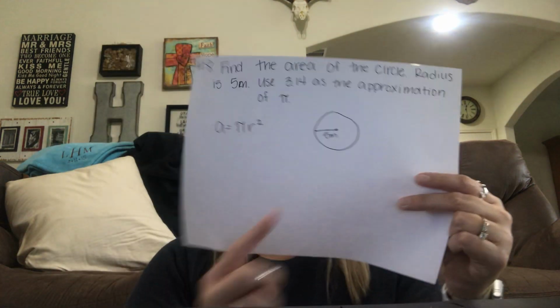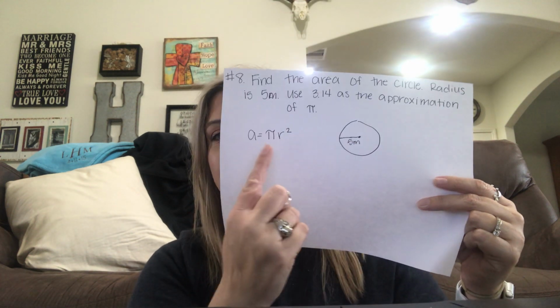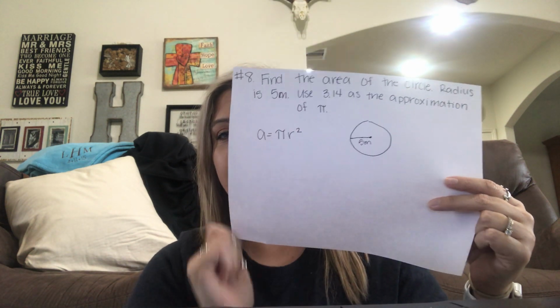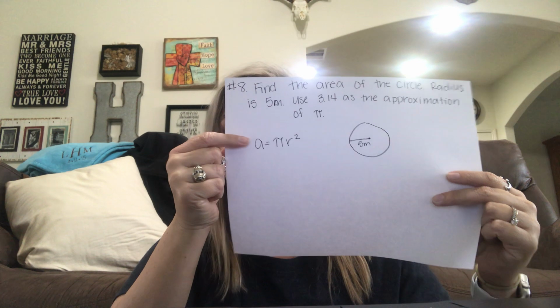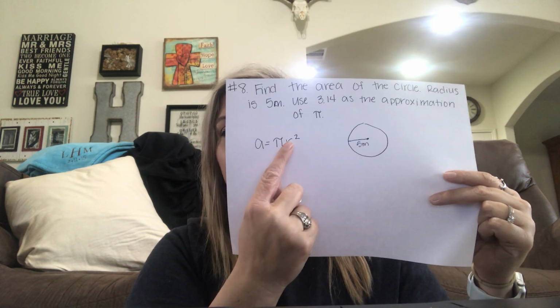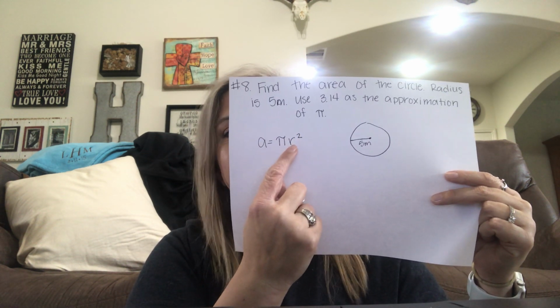I've drawn out a picture for you. We have our radius, which is what's asked for in our problem, so we don't have to do anything there. But remember, when you're finding this, radius squared does not mean radius times 2. That means radius times radius. So we're going to rewrite it as area equals pi times r times r.